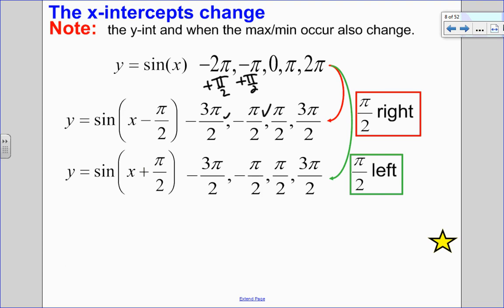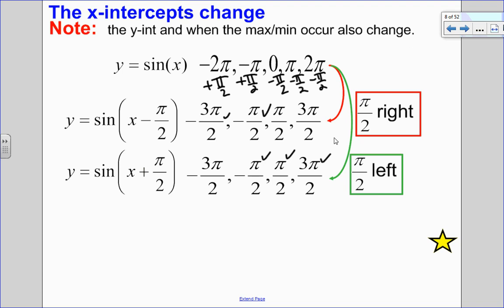Let's look at the green graph. That one, because it was plus pi over 2, is moving to the left, which means all the x-intercepts will move to the left. Let's check those. So 0 minus pi over 2, yep. Pi over 2 minus pi over 2, and 2 pi minus pi over 2, 3 pi over 2. So it looks like that works.